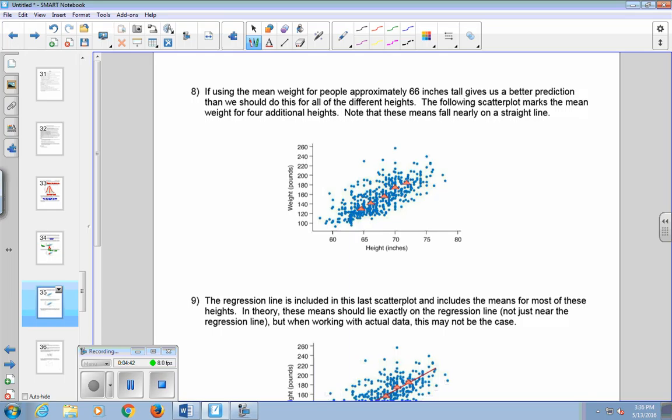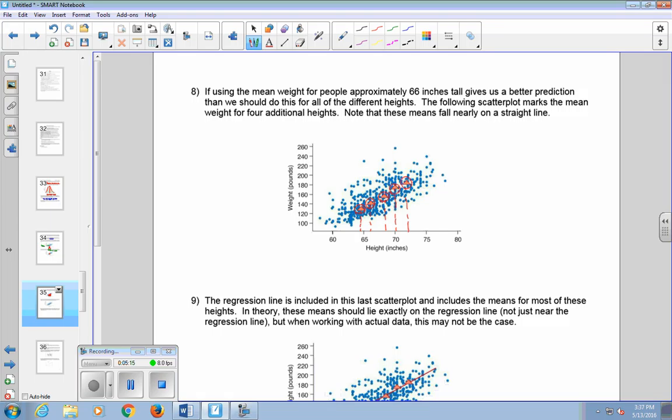And number 8, if using the mean weight for people approximately 66 inches tall gives us a better prediction, then we should do this for all of the different heights. The following scatter plot marks the mean weight for 4 additional heights. Note that these means fall nearly on a straight line. We've got mean weights for about 65 inches tall, about 66 inches tall, about 68 inches, about 70, about 72 inches. So you mark the average weight for each of those heights.